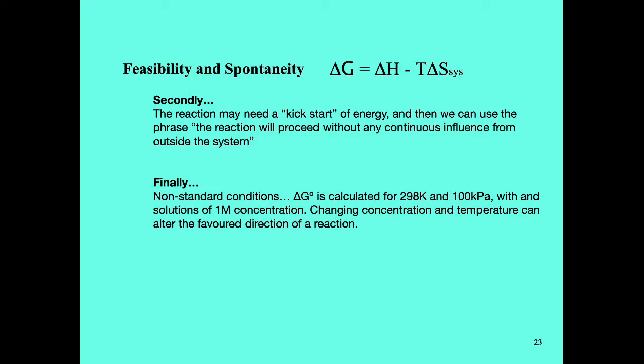And finally, if the conditions are not standard, so you might have a reaction where in standard conditions it looks like it's a feasible reaction, but if you change the 298K or the 1 atmosphere pressure, 100 kilopascals, or the concentration of a solution, then you can alter the favored direction of a reaction. And we see this especially, don't we, with reactions that are reversible. We can change the position of equilibrium, so we favor a particular direction. So non-standard conditions is another reason why a reaction may not be spontaneous and feasible at a given temperature.